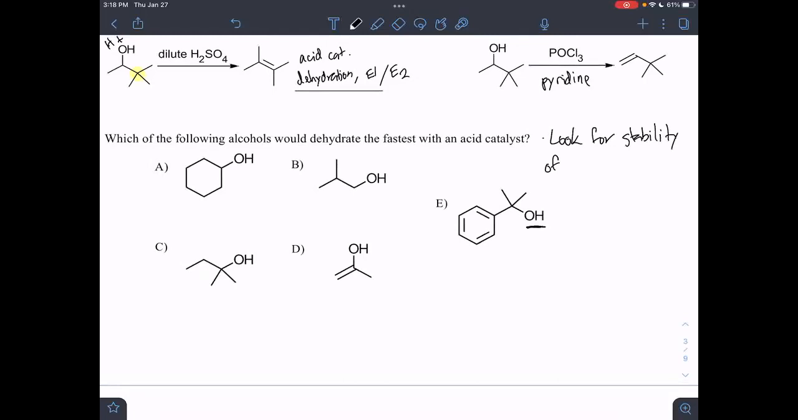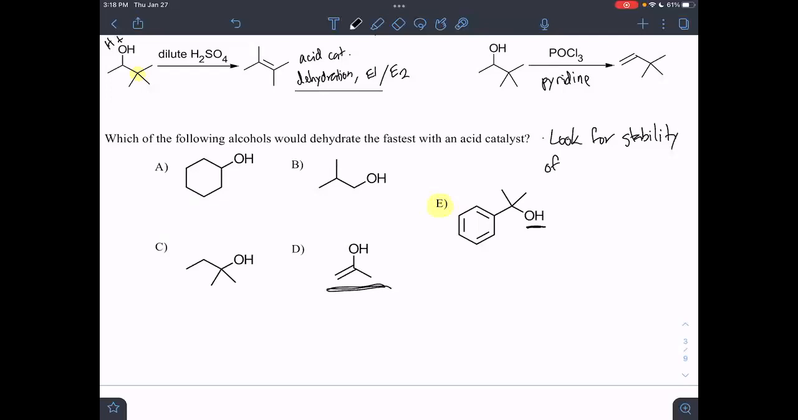Because out of all of the options, E is the only one that has good active resonance with this benzene. In addition, D, if you remember from last session, is on the vinylic position, and the vinylic position is not good to dehydrate from because we don't want that charge sitting in the orbital. The sp2 orbital doesn't hold that well.